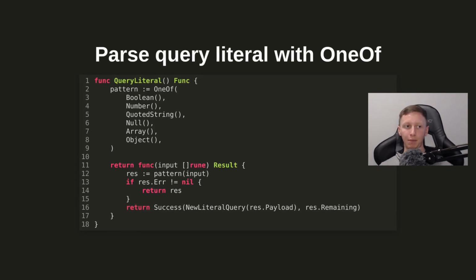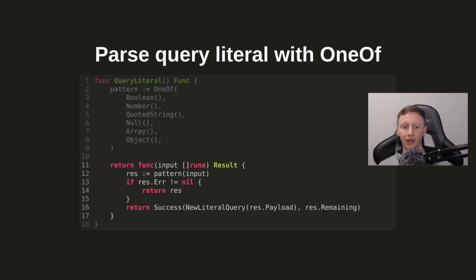Okay, so this is a parser that is one step more above our Boolean parser. This is a query literal parser, and this will be one of the sub parsers of a more generic query parser, where it's essentially a query that contains a literal value, and the literal value it could contain is either a Boolean, which is the parser I just showed you, or it could be a number, quoted string, a null type, an array or an object. I'm not going to dig into those individually because they're basically the same as Boolean.